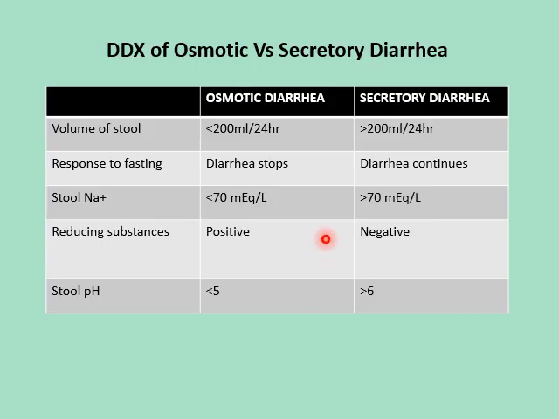Here, the differentiation between osmotic and secretory diarrhea, mentioned before, you can check it and see it. Most important is the volume and the pH of the stool. Although reducing substances are positive here in osmotic diarrhea and negative here in secretory diarrhea.